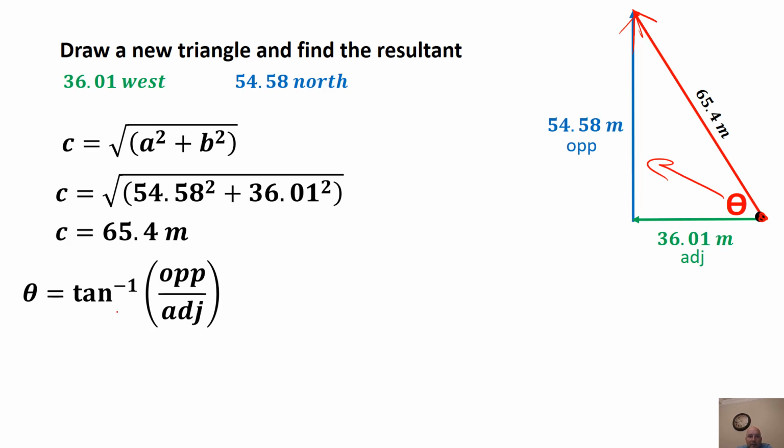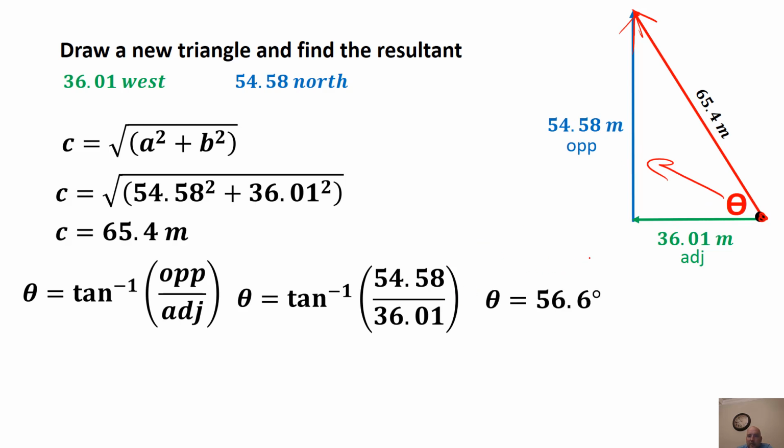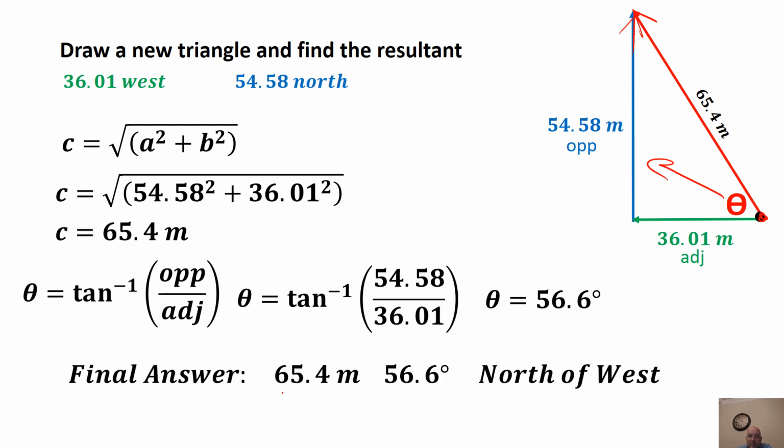And we want to go ahead and solve for our angle. And so we have 54.58, which is the opposite that the angle opens up into, over the 36.01. You get a feel that this is going to be bigger than 45 degrees because this number that it opens up to is bigger than this number over here. We get 56.6 degrees, and we're ready to name everything. Throw everything down in one answer: 65.4 meters, 56.6 degrees, at an angle of north of west.